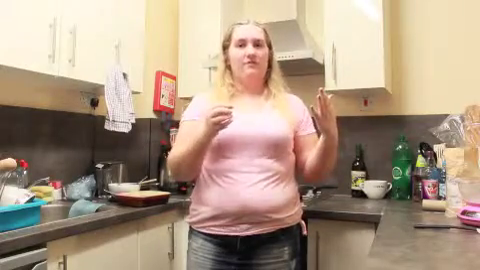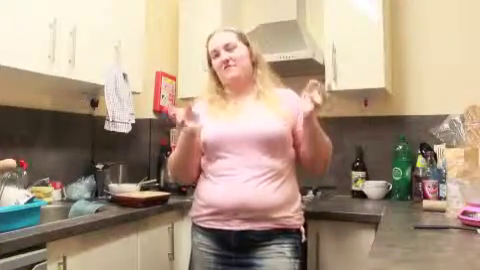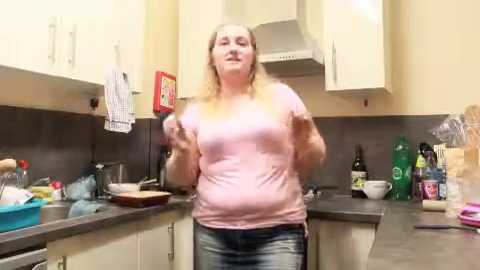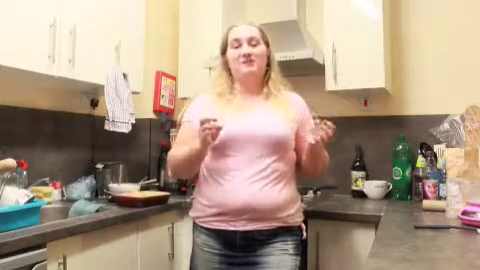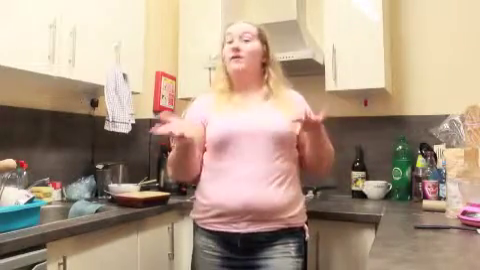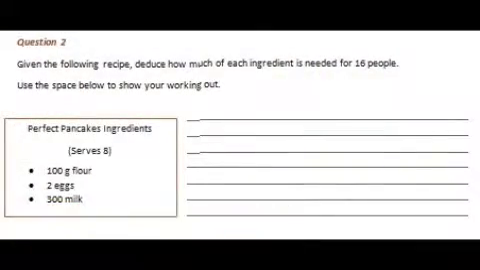So we have the ratio 100 to 2 to 300. Because there are 4 of us and the recipe's for 8, we need to halve everything. Hopefully you'll have got the ratio 50 to 1 to 150. But what happens if you have a few more friends over and you actually need 16 pancakes? You're going to need to times everything by 2 because 8 times 2 is 16. So let's have a go at that one. Hopefully you'll have answered that question and you'll have got 200, 4 and 600.